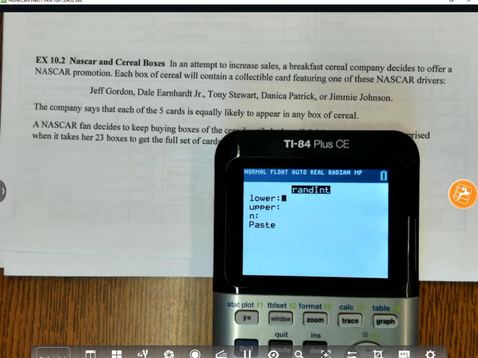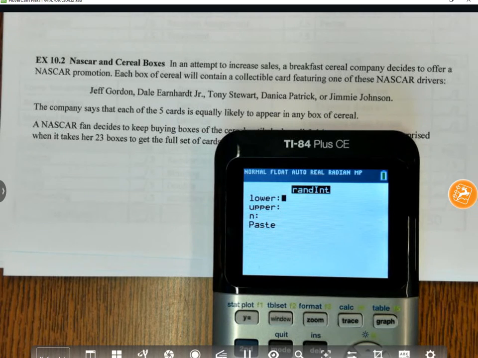What's really nice about these calculators is you can tell it what numbers you want to use. You do not need to say, I'm going to use single-digit numbers, and let 0 and 1 be Jeff Gordon, 2 and 3 be Dale Earnhardt Jr., 4 and 5 be Tony Stewart, 6 and 7, Danica Patrick, 8 and 9, Jimmy Johnson. I don't have to do that. Because all of them are equally likely to appear, what else could I have done?